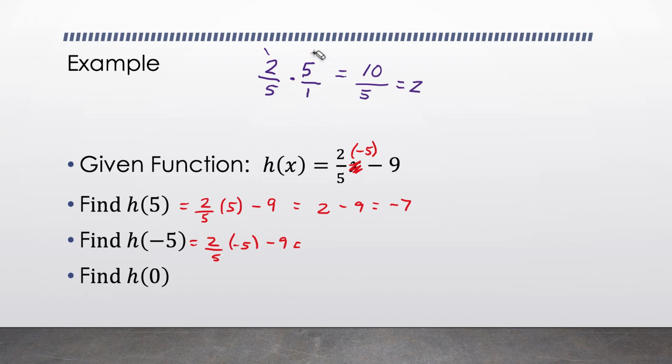In terms of my multiplication, if I'm multiplying by negative 5, the only thing that's going to change is that when I multiply 2 times negative 5, I'm going to get negative 10. And negative 10 divided by 5 is going to be negative 2. So we'll have negative 2 minus 9, which is going to be negative 11.